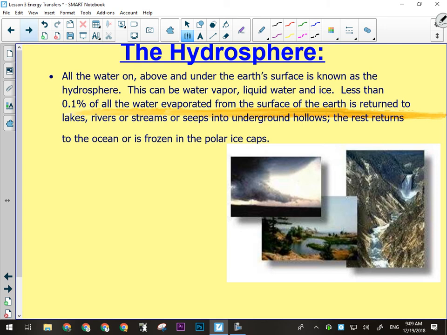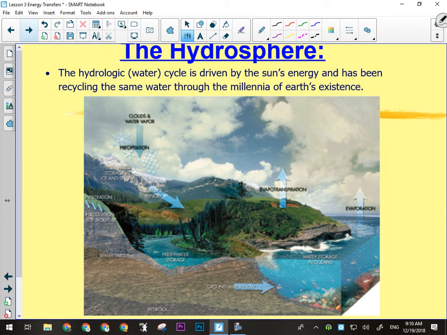Okay, so when it evaporates from here, it is not likely to fall back here. It's going to go somewhere else. But by the same token, the stuff that falls here is not likely to have evaporated from here either. So it can go into lakes, rivers, streams. It can seep into underground hollows. The rest will return to the ocean or be frozen in polar ice caps or glaciers or things of that nature. All right, so the important part of the hydrosphere is the water cycle.